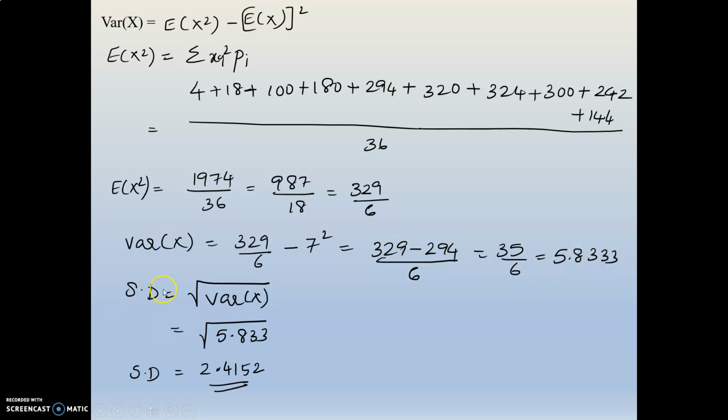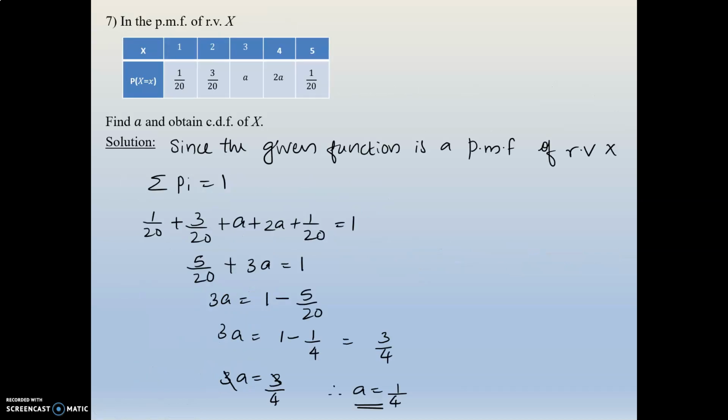But here they are asking the standard deviation. Standard deviation is equal to the square root of the variance of x. So the root of 5.833, that is 2.4152, is the answer for this question.